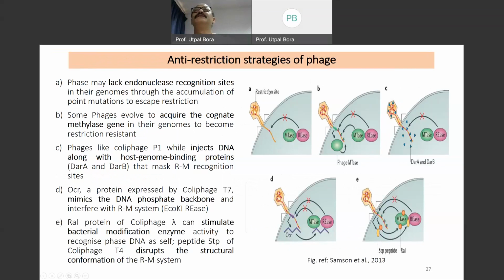Now, what are the anti-restriction strategies of phage? The phage may lack endonuclease recognition sites in their genomes through the accumulation of point mutations to escape the restriction, because the virus also keeps on evolving. So it may become very clever. It will just pick up a point mutation, and because of the specificity of binding or cleavage by restriction endonucleases, the virus particle will be able to escape. Some phages evolve to acquire the cognate methylase gene in their genomes to become restriction resistant. So this is very clever of them.